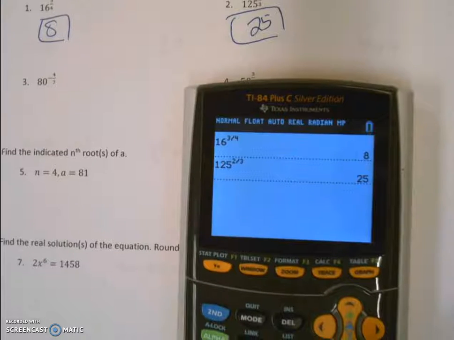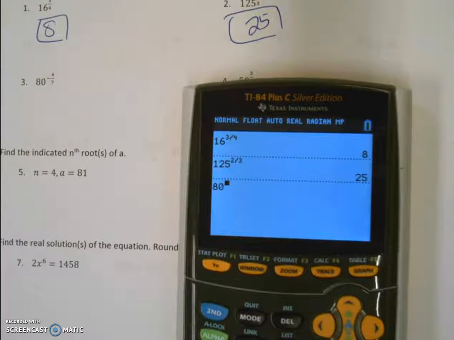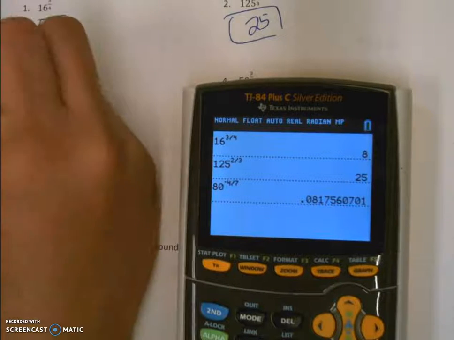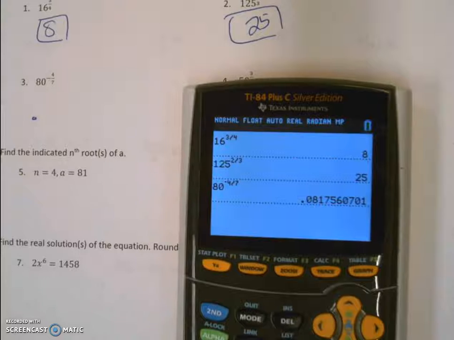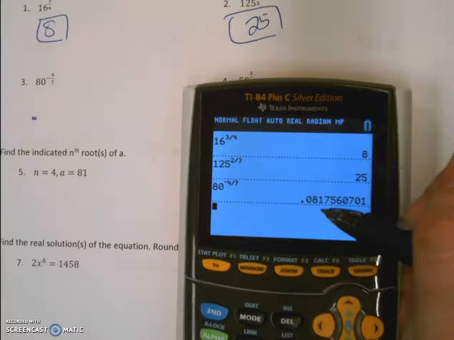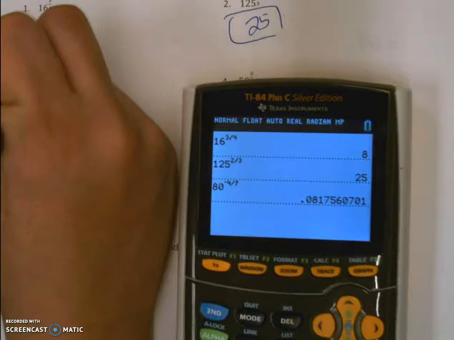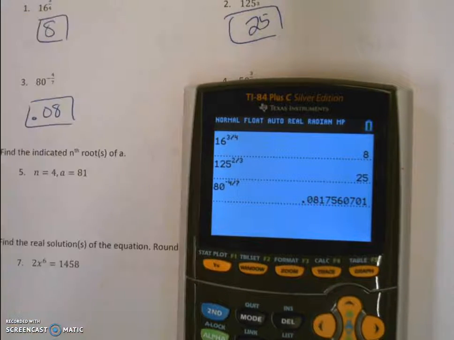Same thing for number 3. I'm going to do 80 to the -4 divided by 7. Hit enter. This one is a decimal. It gives me 0.0817. Since I'm rounding to 2 decimal places, I look at the 0.08. The number after the 8 is a 1, so I leave it at 8. My answer here is 0.08.